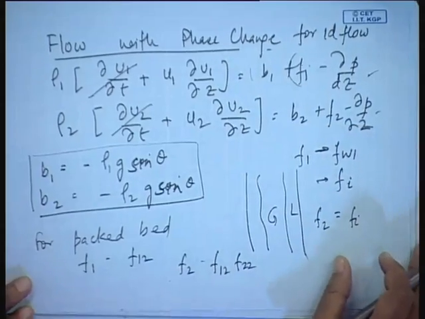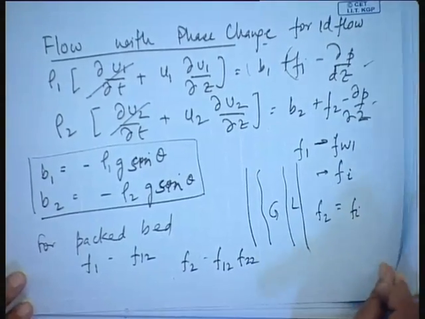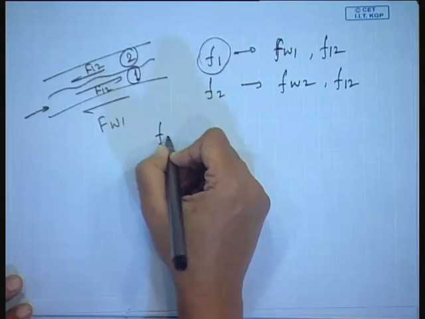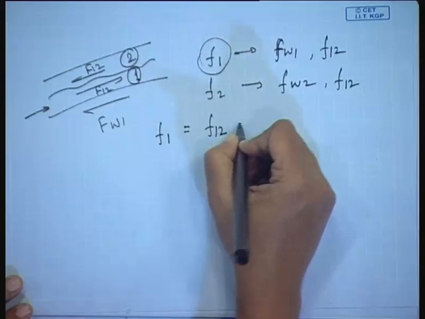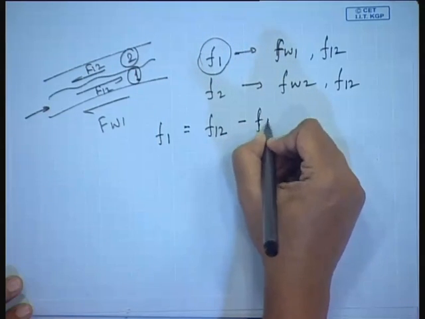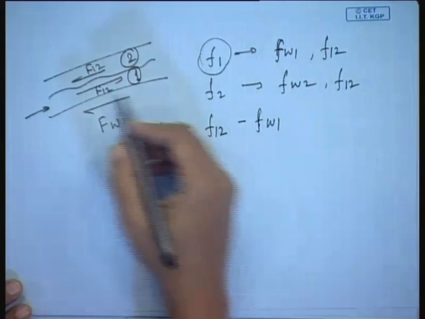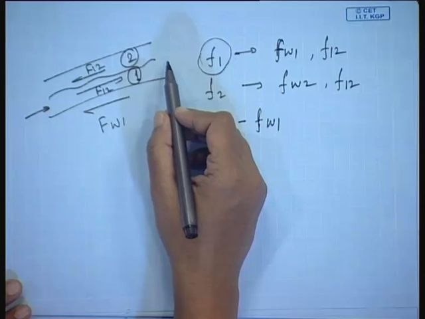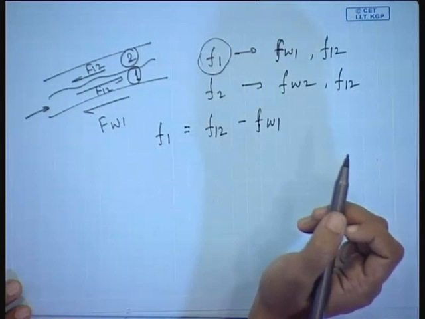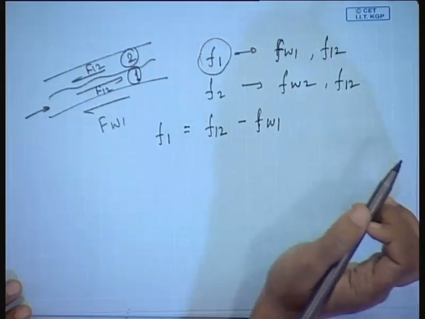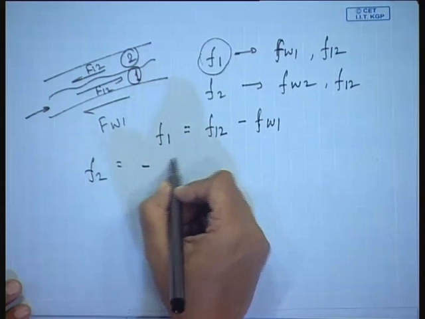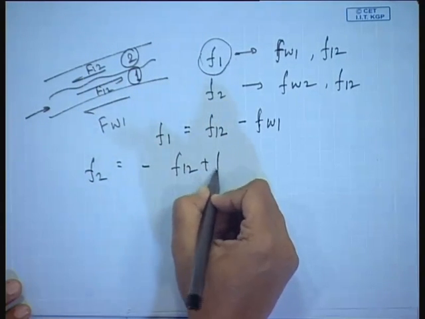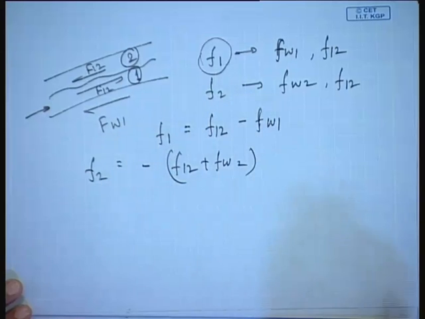So, accordingly, what did we get? F1, for the simplest case, comprised of F12 minus Fw1, isn't it? Because we take the direction of flow as the positive direction. Any doubts anywhere, you get it clarified. What was F2 equal to? This is minus of F12 plus Fw2. Yes or no?